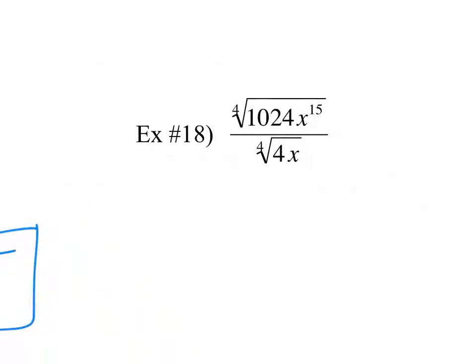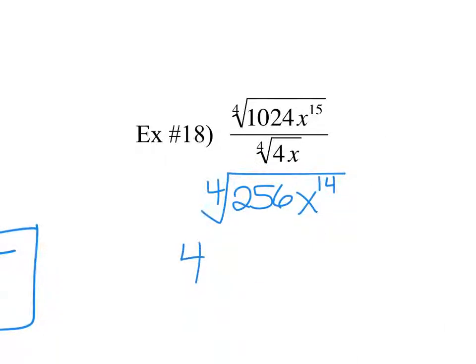Okay, here we go. 1024 divided by 4. 256. Yes. 256 x to the 14. Now, perfect fourths are hard. We didn't even talk about those, really. 256 is a perfect fourth. It actually is. Go to your calculator. Plug in 4. Fourth root of 256 is 4. Perfect. All right, so 4. Fourth root of 256 is 4.